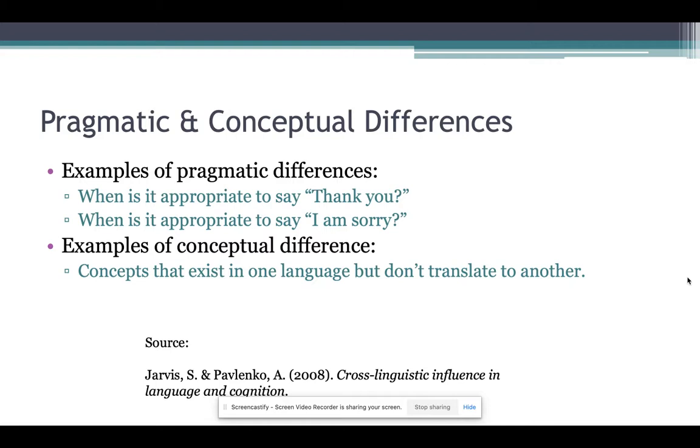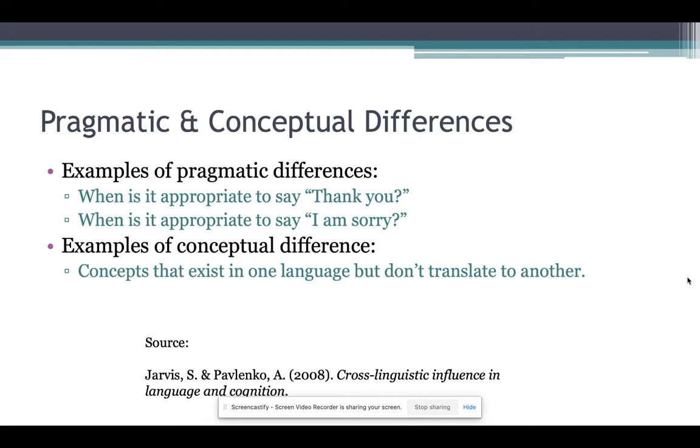when is it appropriate to say thank you? When is it appropriate to say I'm sorry? When is it appropriate to give advice or a suggestion or a compliment? Rules such as these vary a great deal from culture to culture and can cause a lot of negative pragmatic transfer. So, for example, in English, when you're trying to get out of the subway, you say, "Excuse me, excuse me, excuse me."